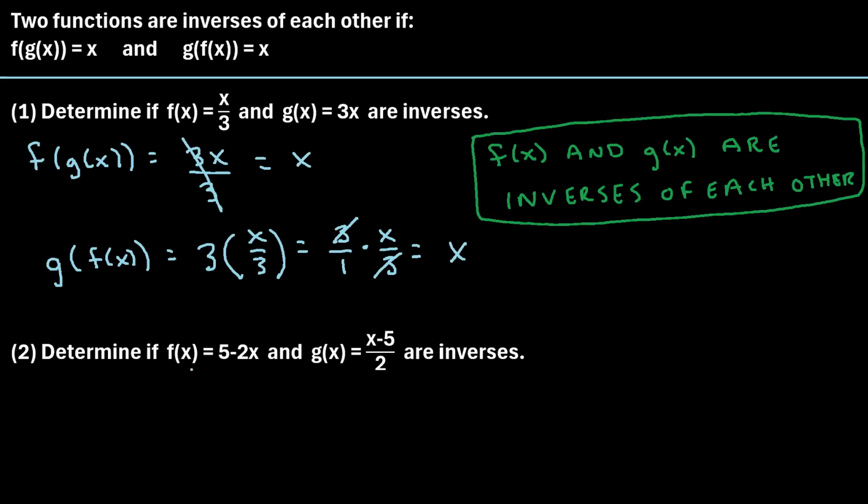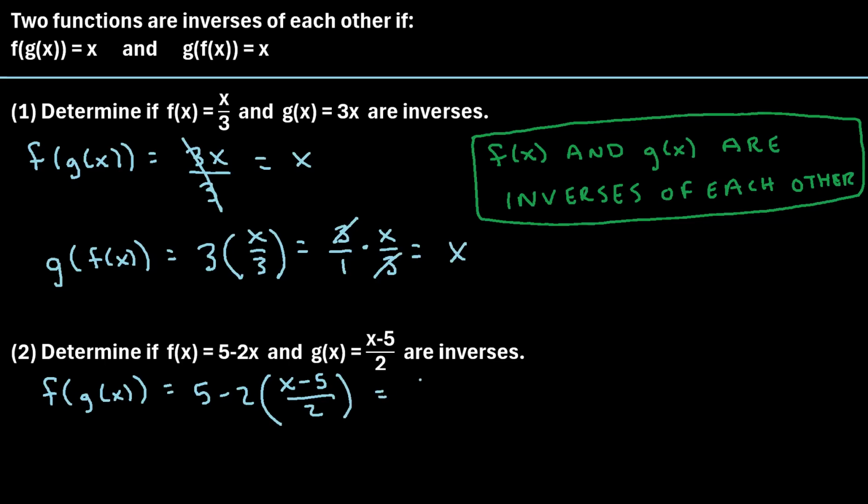This says, determine if f of x is equal to 5 minus 2x and g of x is equal to x minus 5 over 2 are inverses. So once again, we're just going to write out f of g of x and g of f of x and see if we get x for both of those. So let's start with f of g of x. So we're going to write the function f of x, but wherever we see an x, we're going to replace it with all of g of x. So we would get 5 minus 2 times, instead of x, we're going to write x minus 5 over 2.